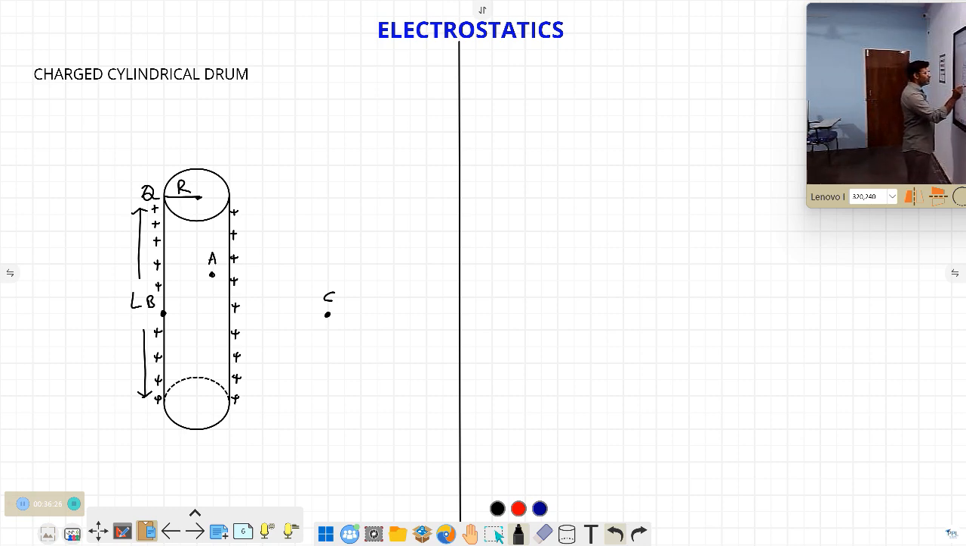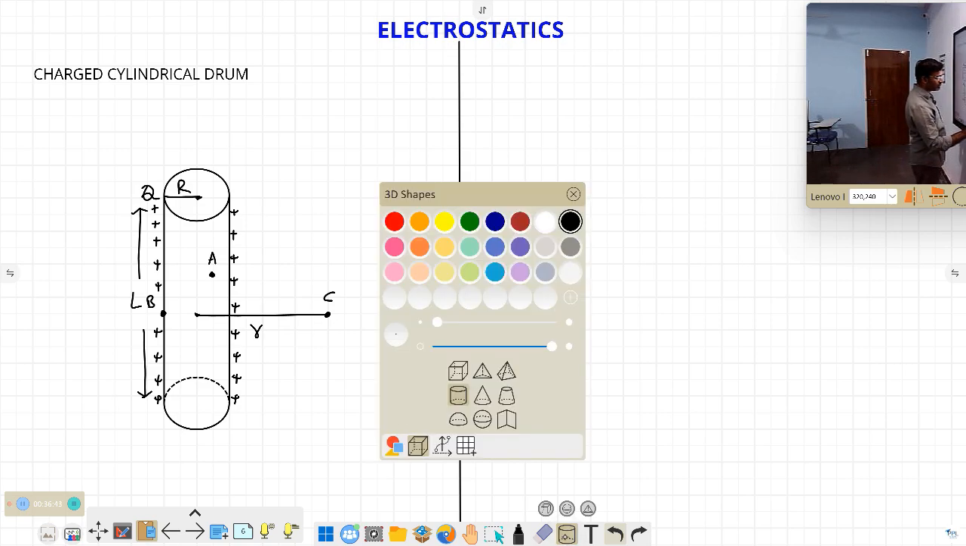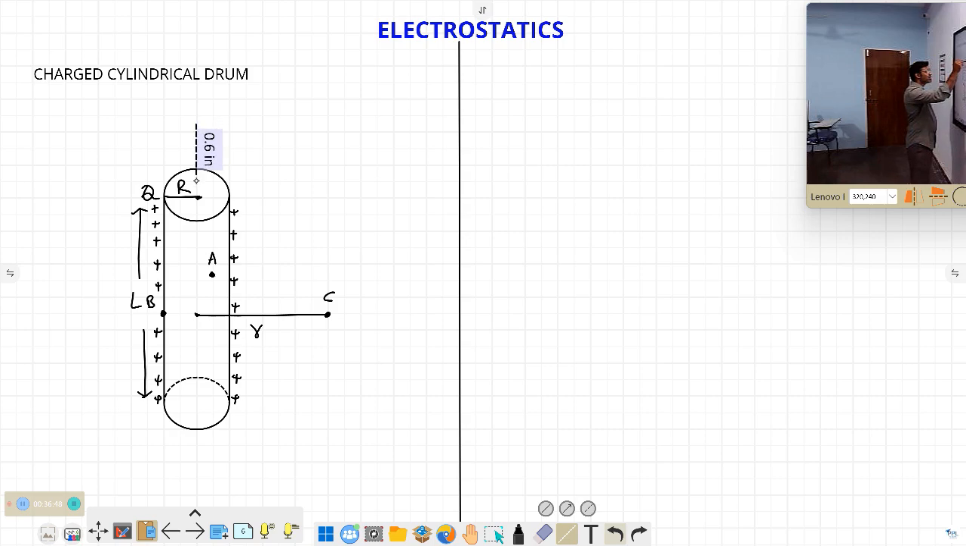Now the point which is on the outside is at a distance of small r. The point which is inside, anywhere inside you can take it as RA. This is the axis of the cylinder. With respect to this axis of the cylinder, the point A is at a distance of RA. The point B is at a distance of RB.